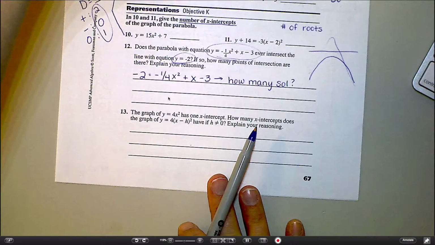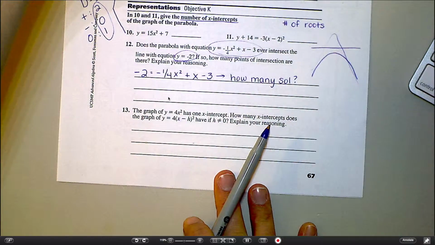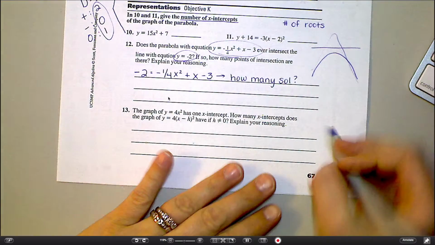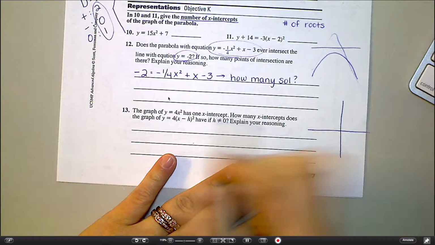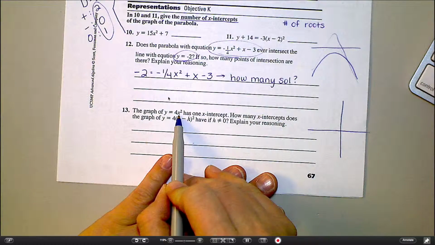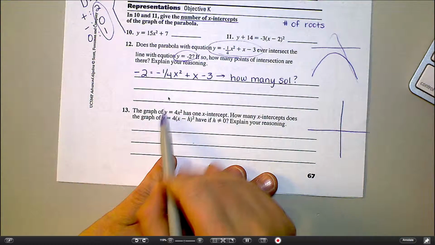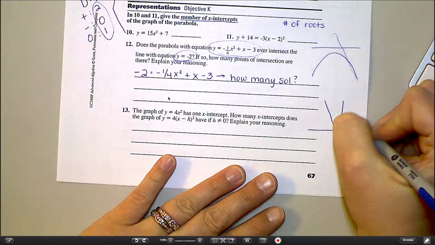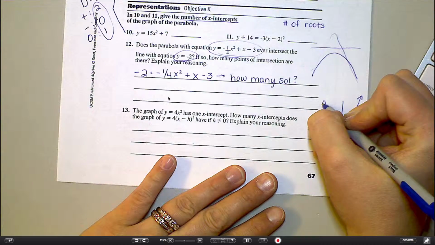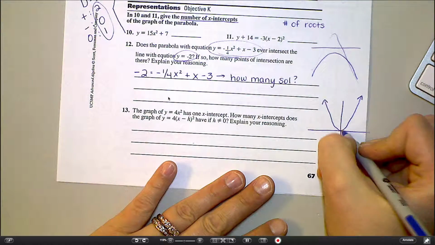Okay, 13. The graph of y equals 4x squared has one x-intercept. That means that this must sit right on the axis. And actually, because that's like a parent function, because there's no h or k or anything, I actually know it's going to sit right at the origin. Okay, so this is the original parabola. And it has one x-intercept.